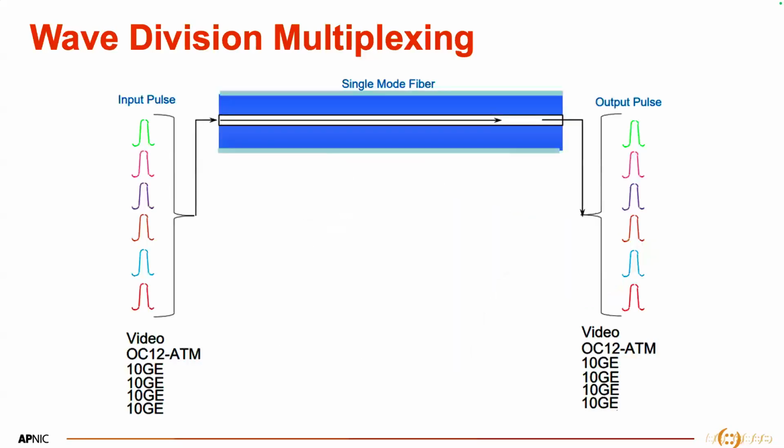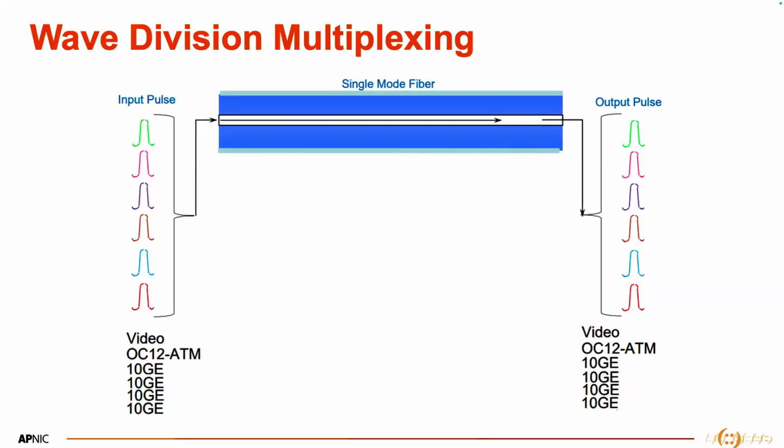In WDM, we use the single mode fiber, and within that single mode fiber, we send one single signal, and that signal is carrying all the input signals together as a combined signal. At the output we do demultiplexing, and we get those different wavelengths or different signals from doing the demultiplexing. So this is the whole idea of WDM.